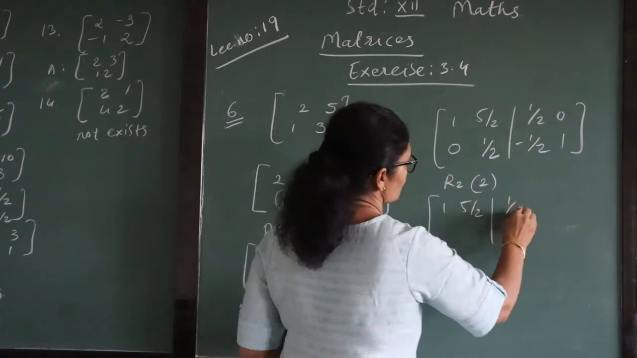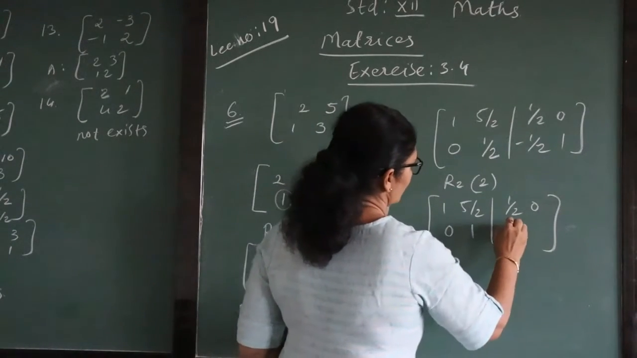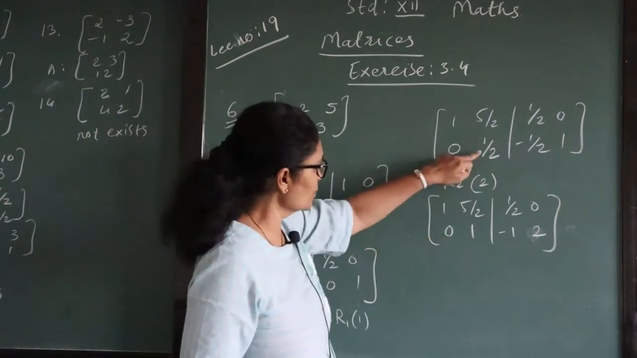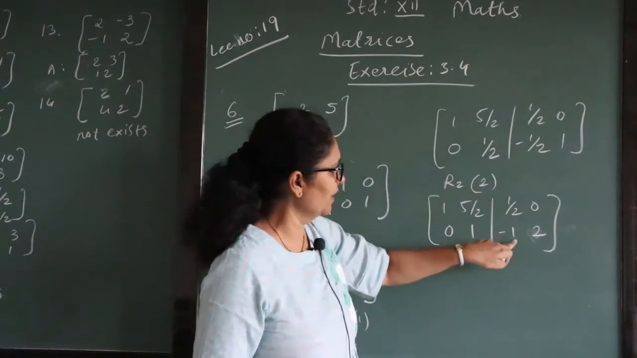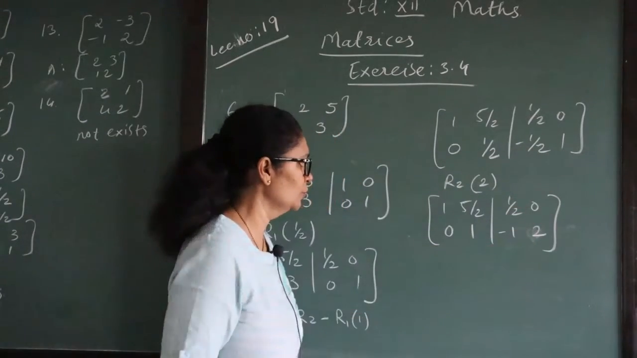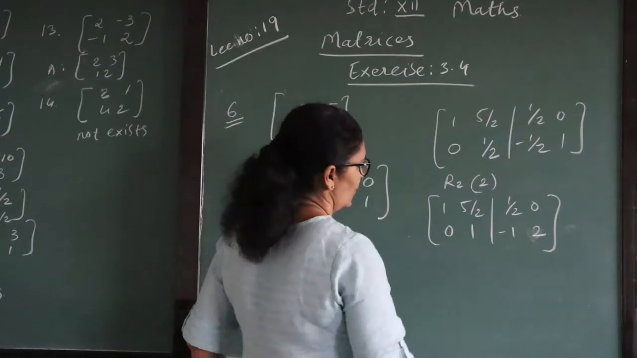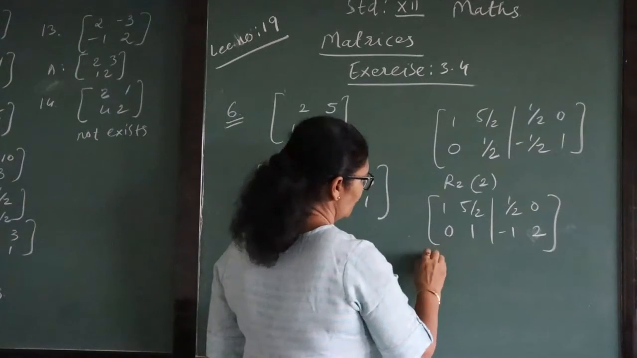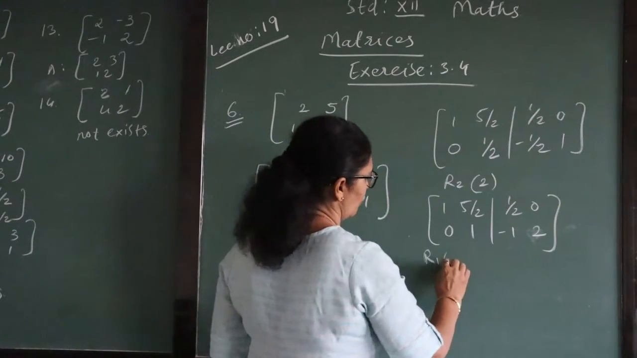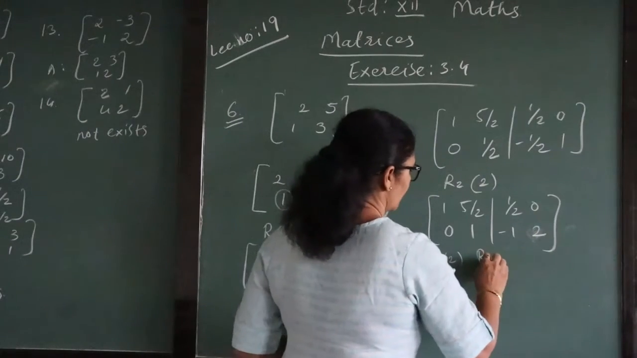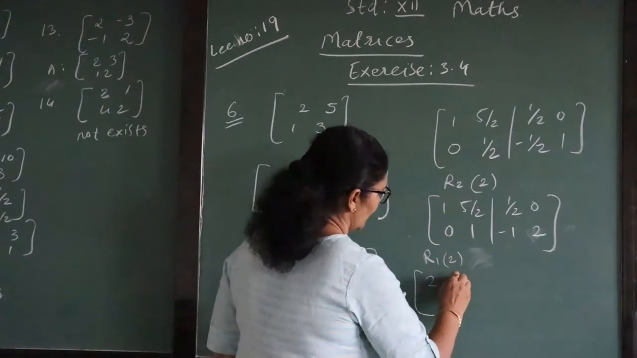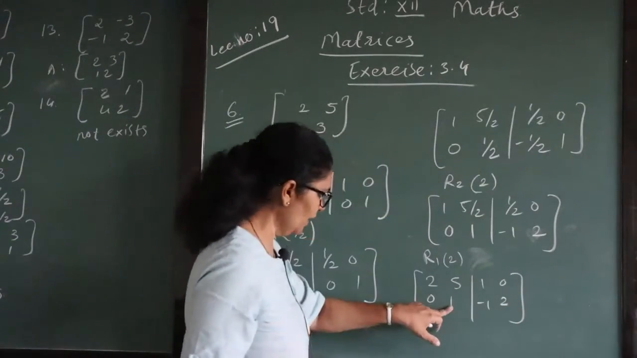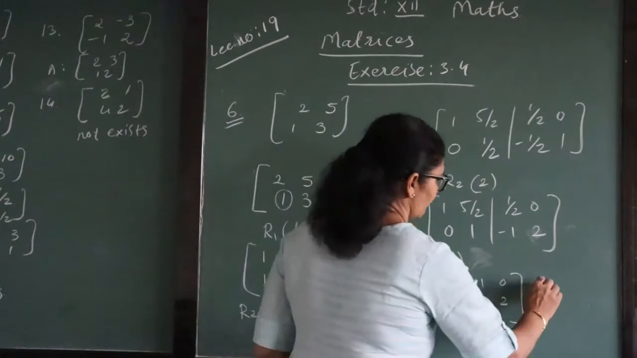We keep our first row as it is, and in the second we write this: 0 multiplied by 2 is 0, half multiplied by 2 is 1, minus half multiplied by 2 is minus 1, and 1 multiplied by 2 is 2. Now we don't want this 5 by 2. So first let us multiply this by 2 and then subtract with 5. So we will write two things together. First multiply the first row by 2, which gives this term, and then multiply this by 5 and subtract from the first.